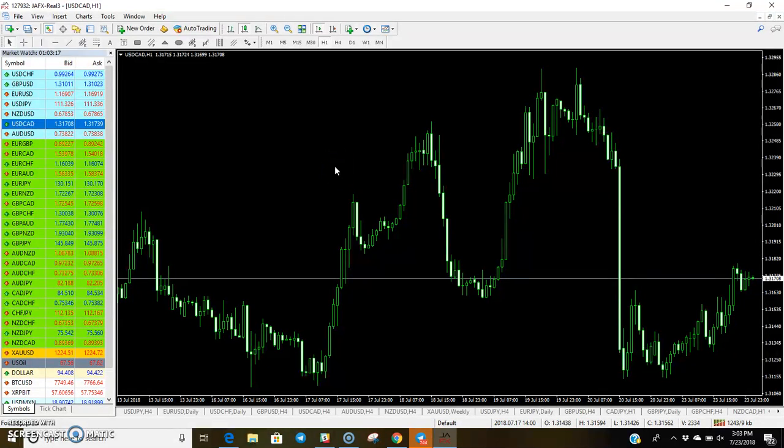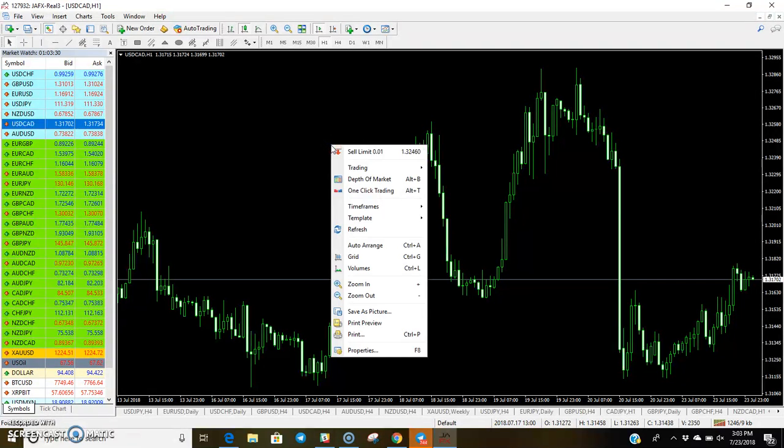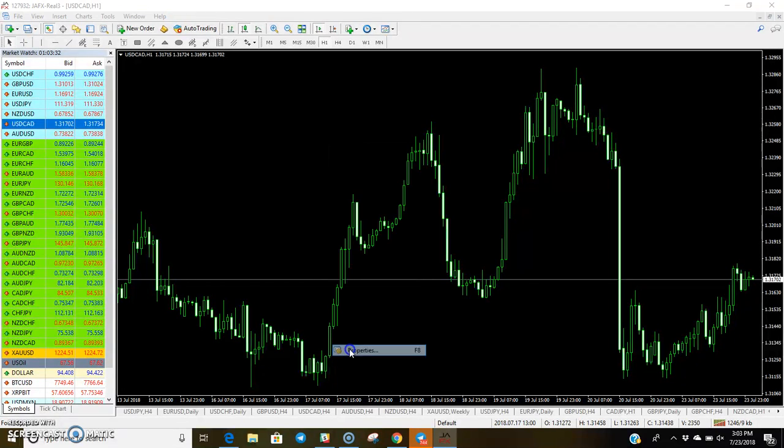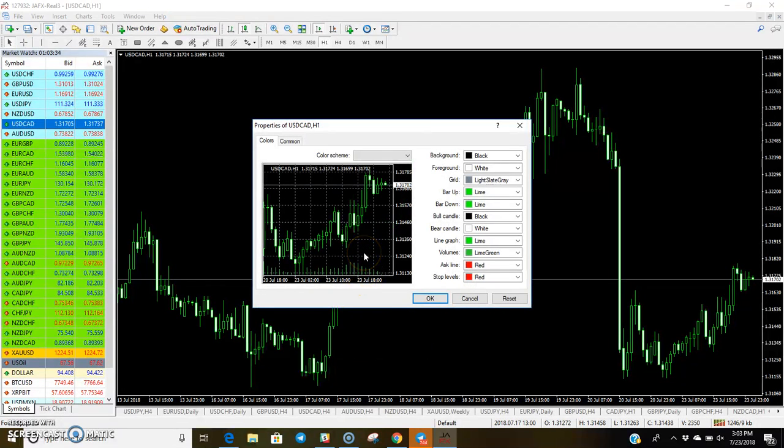A couple of things that people like to do, and this is going to go through your chart. If you hit Control I, all right, let's just right click and then hit properties. Control I is for indicators, sorry about that. So the background is going to be black, though whatever color scheme you want is up to you. Your foreground is going to be white so that you can see the dates and the price zones to your right.